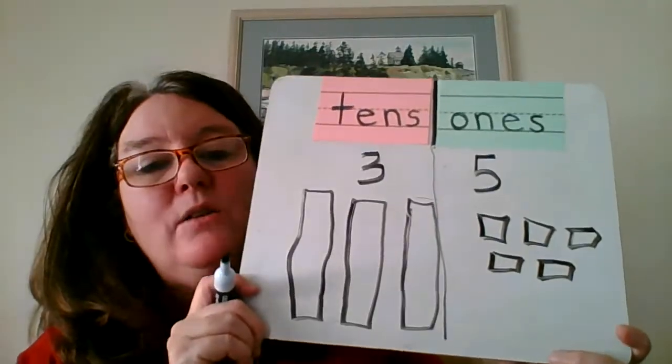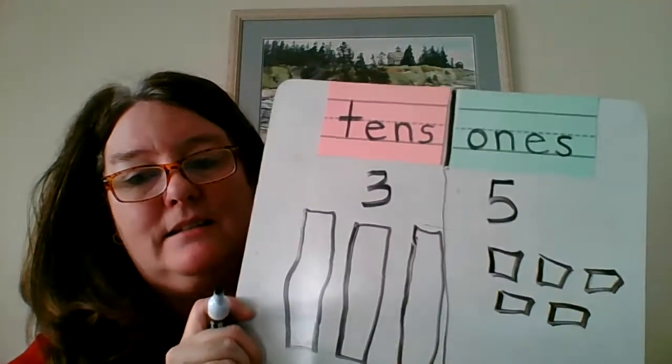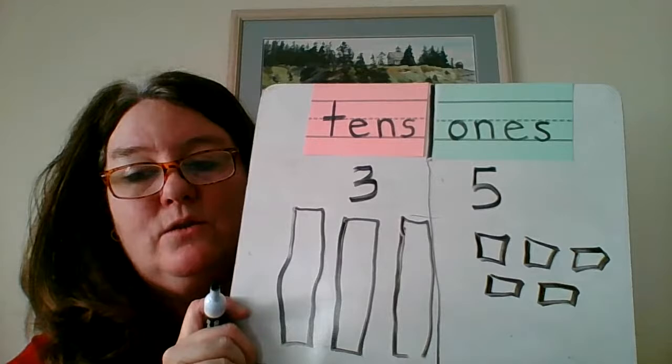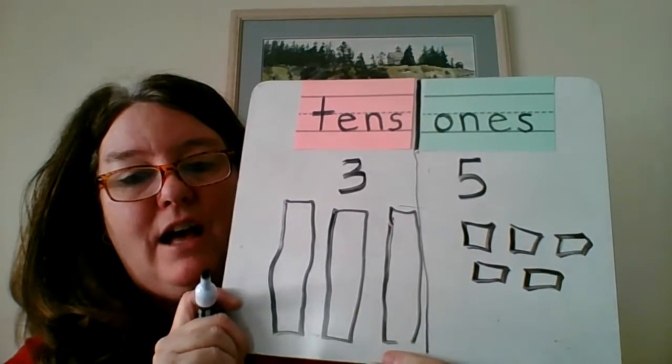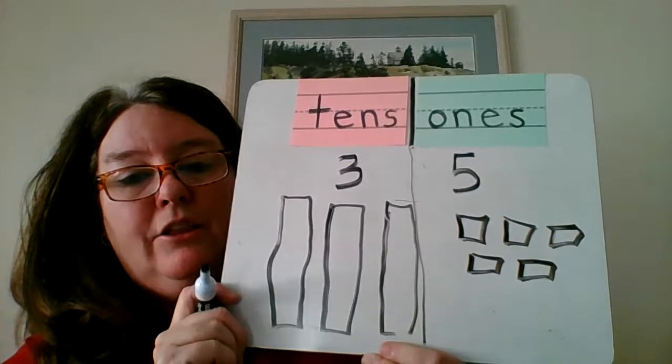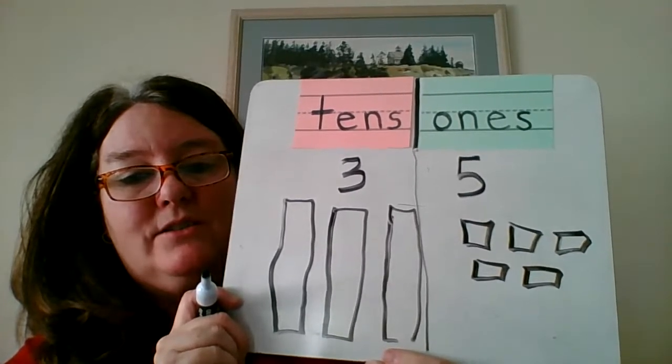Do you see how the value of the number depends on where it's placed, whether it's in the ones or in the tens? Did everybody draw 35 in their notebook? 3 10 sticks and 5 1 squares. Let's try another one. We'll do a couple of these before we're finished.